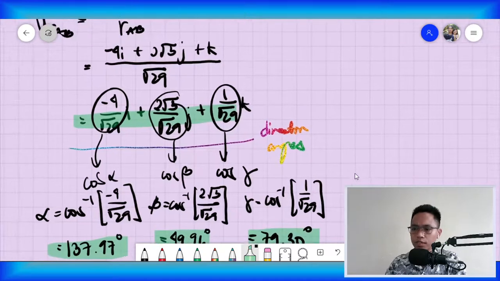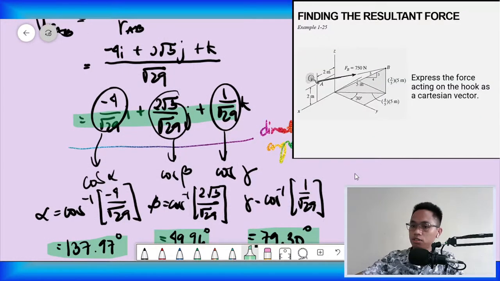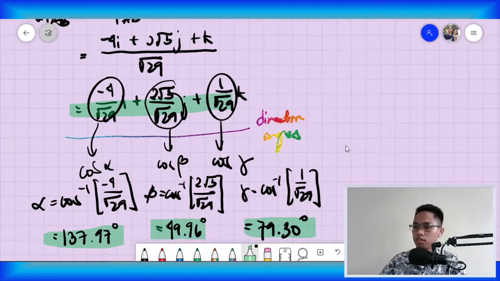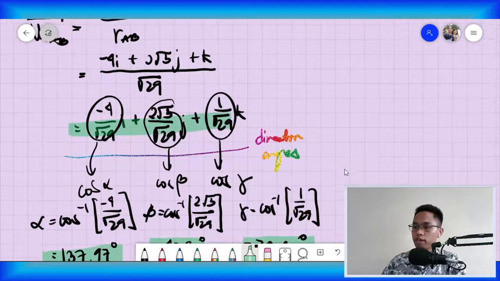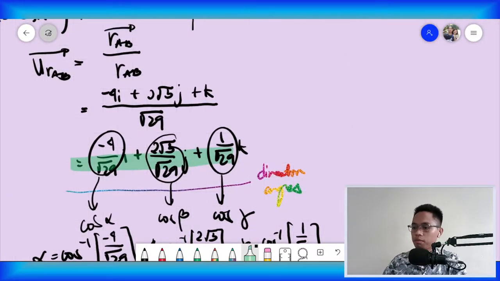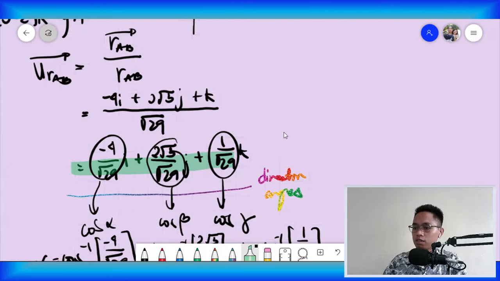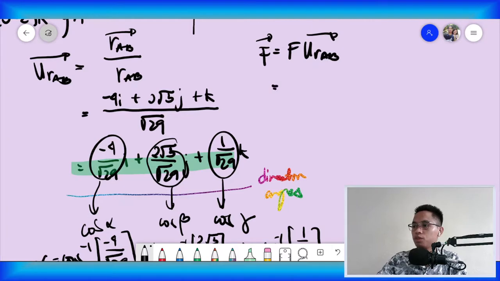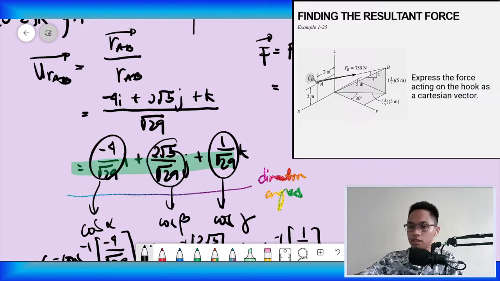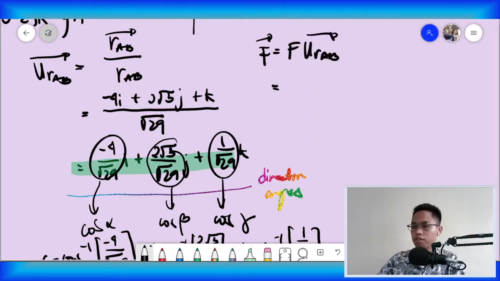Alright, so what is the next question? Express this in Cartesian vector. Now, if we already have this unit vector RAB, we can automatically solve for your force vector. That force vector is equal to the magnitude times the unit vector, and the magnitude, based on what is given, is 750 Newton.